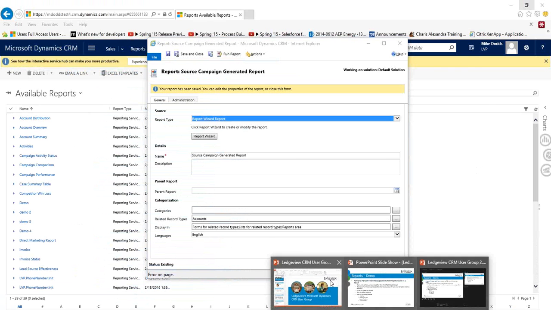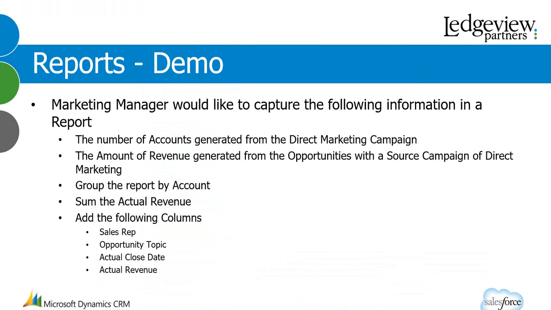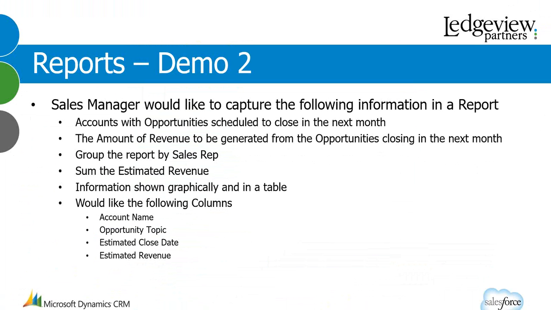So if we go back to our PowerPoint, that's our first demo. Our second demo is where a sales manager would like to capture the following information. They want to look at all accounts with opportunities scheduled to close in the next month and the revenue that's estimated to be generated in that next month. Group the report by the sales rep, sum the estimated revenue. But in this case, we're going to show the information graphically and in a table. And then they want 4 additional columns.